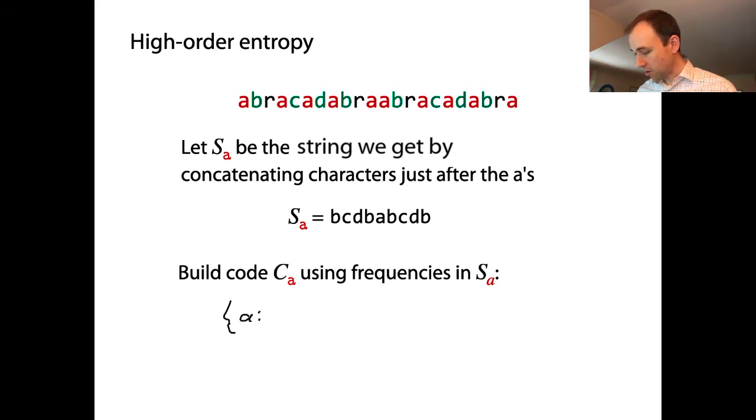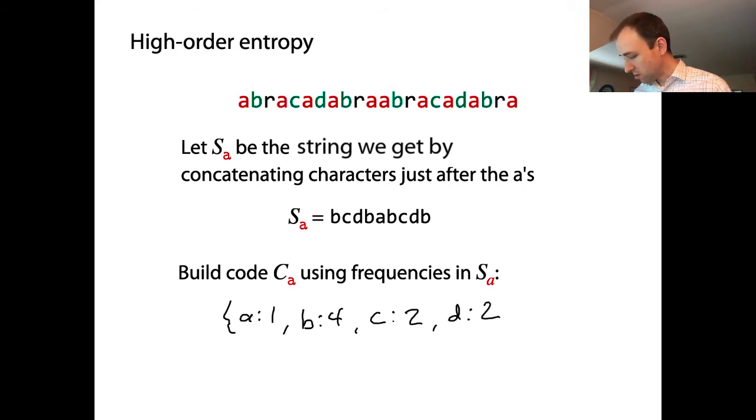A occurs once, B occurs 4 times, C occurs twice, D occurs twice, and R is one of the characters in the original string, but it just so happens that there are no R's that have A as their left context, so this one's actually going to be 0.